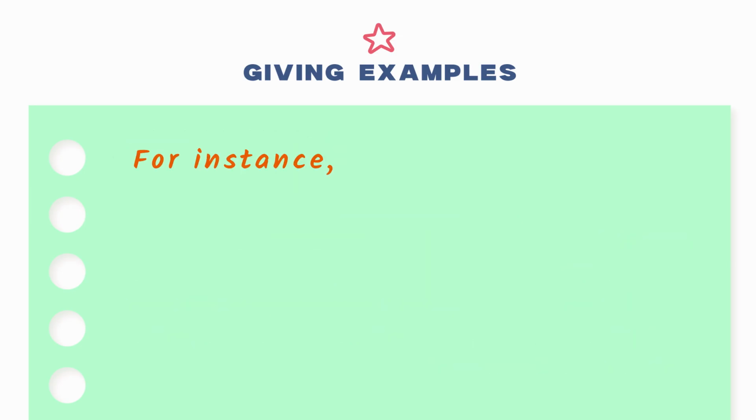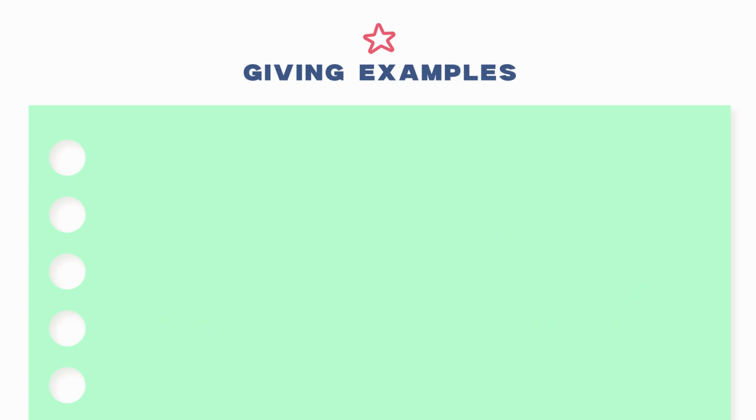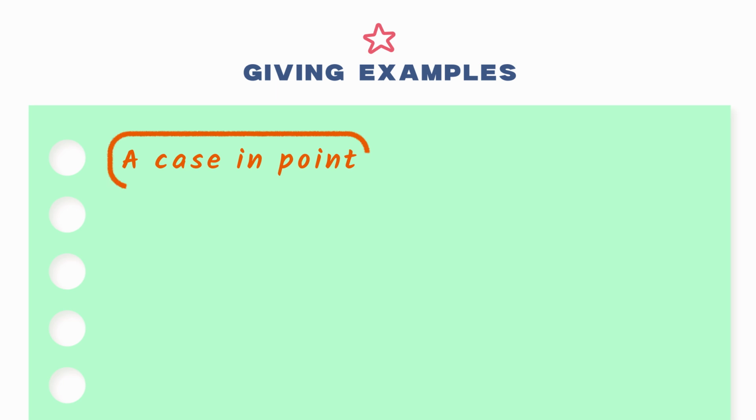Our next linking word is for instance. For instance is also used by many IELTS candidates. Now let's see how we can use it in a sentence. Disabled people often feel discriminated against. Now we are going to provide an example. For instance, don't forget to use a comma, they may find it harder to get a job. In some cases, employers are reluctant to recruit wheelchair users, blind or deaf people, or those with a mental or emotional difficulty.